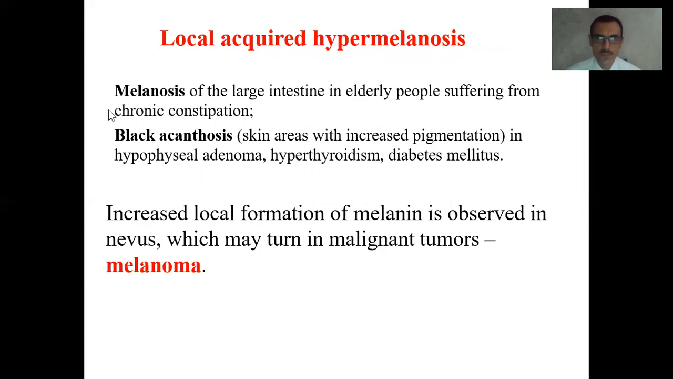Local acquired hypermelanosis: the melanosis of the large intestines in elderly people suffering from chronic constipation, and acanthosis nigricans, the skin areas with increased pigmentation in hypophyseal adenoma, hyperthyroidism, and diabetes mellitus. Increased local formation of melanin is observed in nevus, which may turn into malignant tumors, the melanomas.